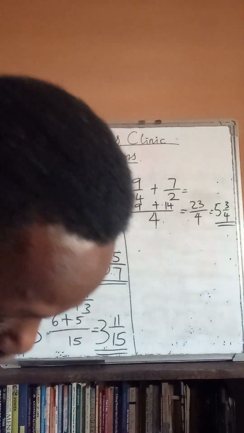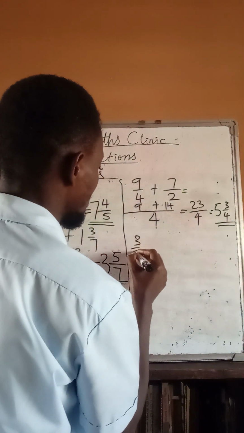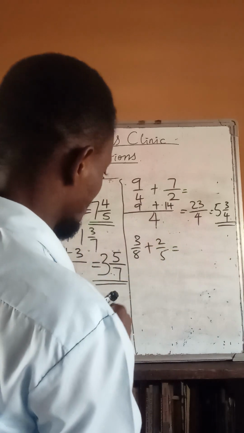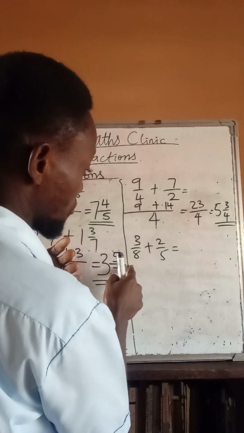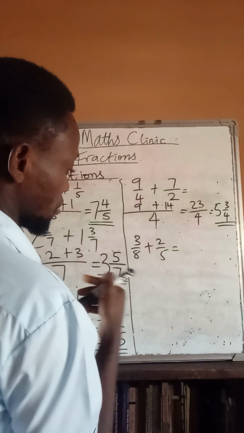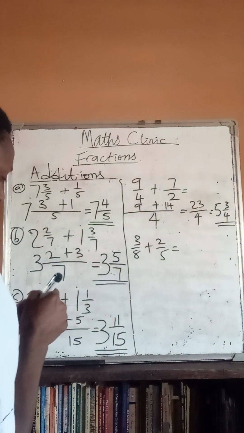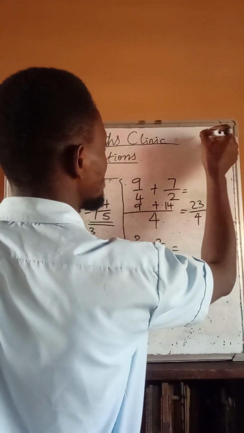And then the next question is 3 all over 8 plus 2 over 5. What kind of fractions are these? Sorry, this is a proper fraction and this is also a proper fraction. Okay, now the LCM of 8 and 5 is what? I don't know. 8 and 5.